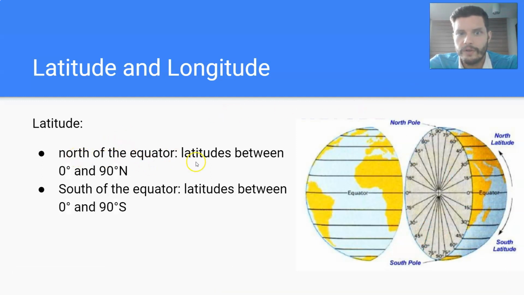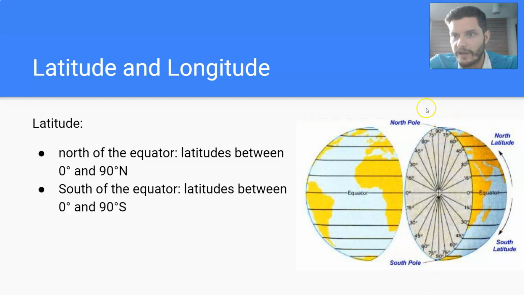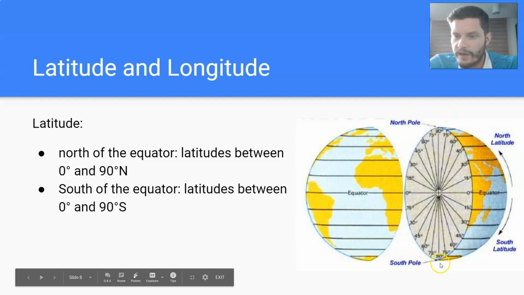Alright, so north of the equator, the latitudes are between 0 and 90 degrees. South of the equator, latitudes are between 0 and 90 degrees, as you can see here. It's kind of like a protractor, right? We got 0 degrees here, and we can count all the way up to 90 right here. Okay, but we don't go past 90. There are no degrees of latitude that are past 90. Okay, we can have 90 degrees north, which is the North Pole, and 90 degrees south, which is the South Pole. We don't have anything past that. There's no 91 degrees north or south.